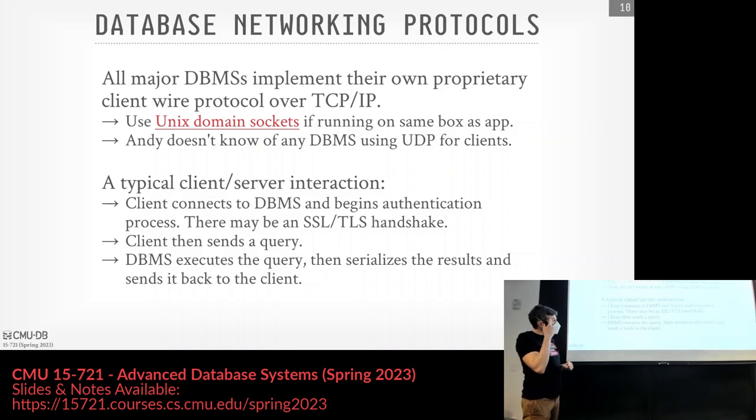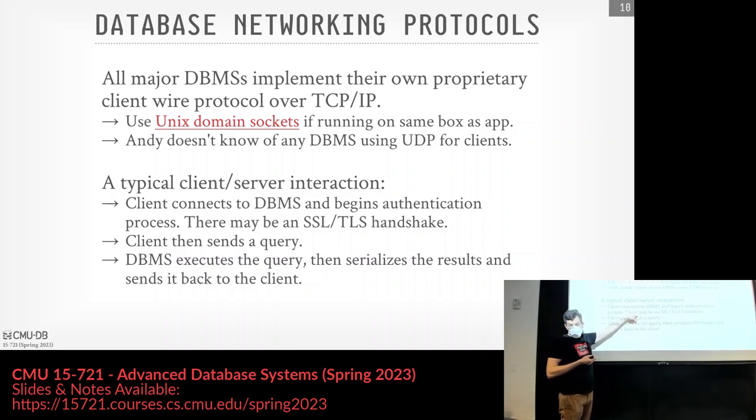So the typical way people interact between the clients and the database server is that the client wants to talk to the database system, so it connects to it and begins the authentication process. Sometimes they're running SSL or TLS. I think I should have posted a link. Someone did a survey of Postgres databases in the wild where only 20% of them are using SSL or TLS, which is surprising because it's on by default. I would think it'd be higher.